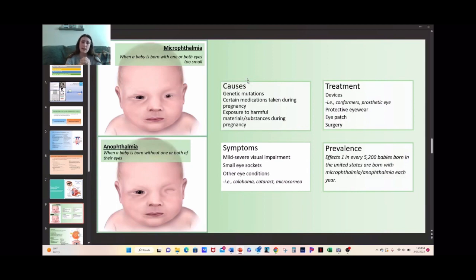To gain a better understanding of structural impairment, we will go over a few of the most common causes, starting with microphthalmia and anophthalmia, which are these conditions. Microphthalmia is when a baby is born with one or both eyes too small, whereas anophthalmia is when a baby is born without one or both of their eyes. That was a mouthful.